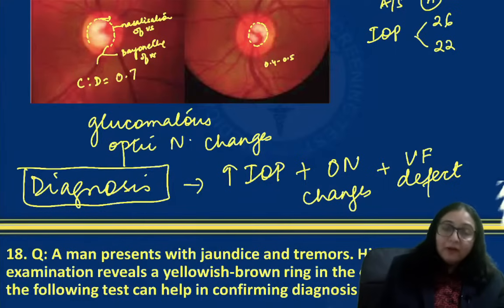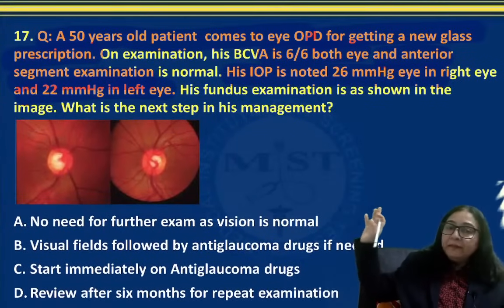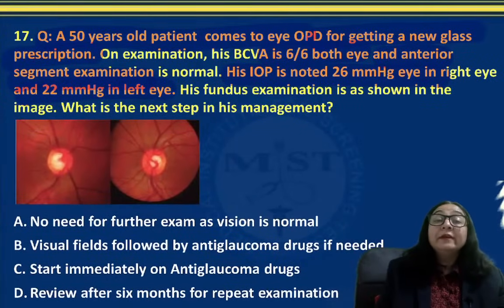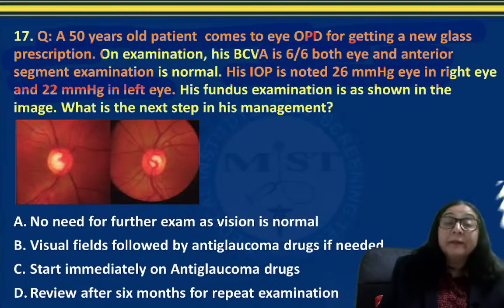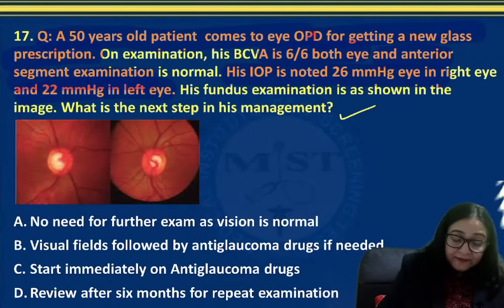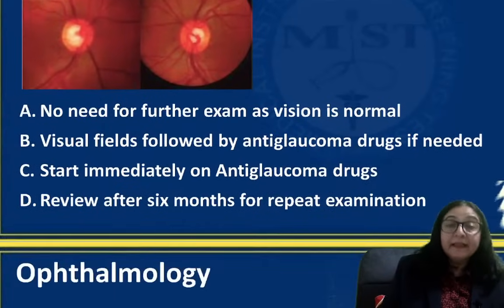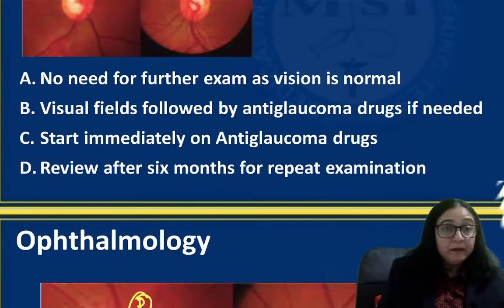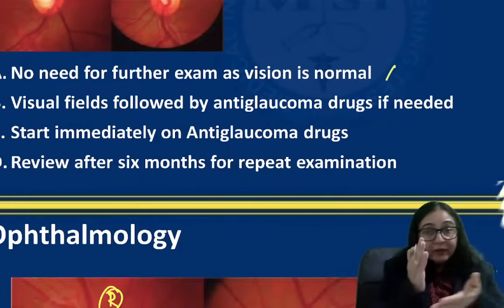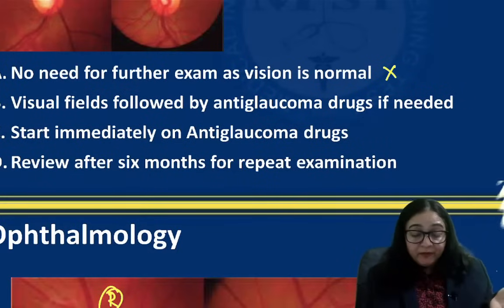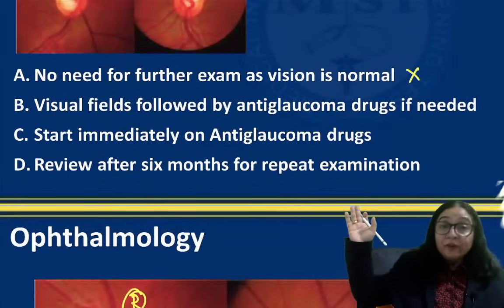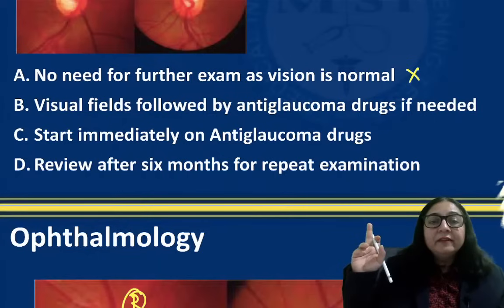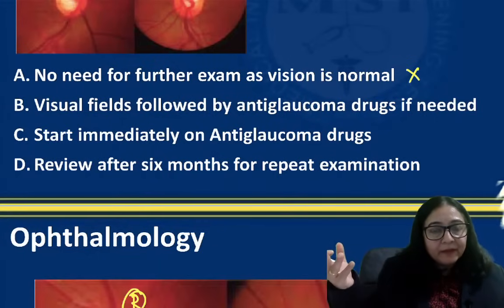Okay, so let's go back to the question. So in this patient we have found that there are glaucomatous optic nerve changes. So what is the next step in the management of this patient? Choice A, there is no need for further examination as the vision is normal. No, that is not right. Because pressure is high, the normal pressure is between 10 to 21 millimeter of mercury. The optic disc is showing glaucomatous damage. So even though the vision is normal, you have to do something.